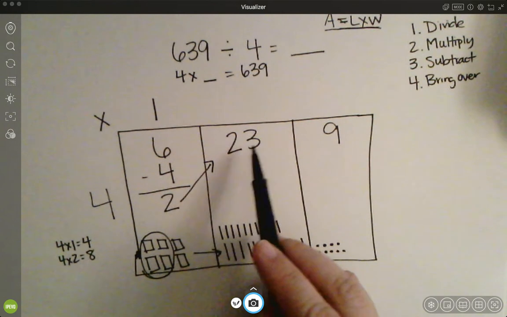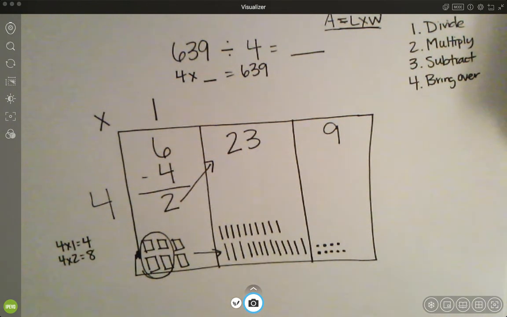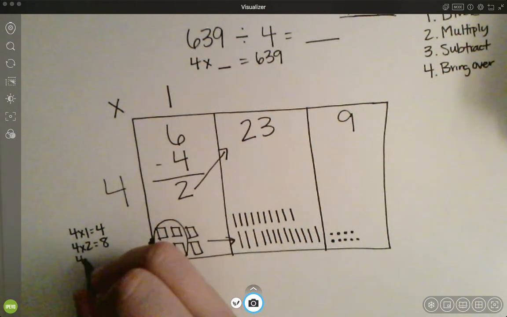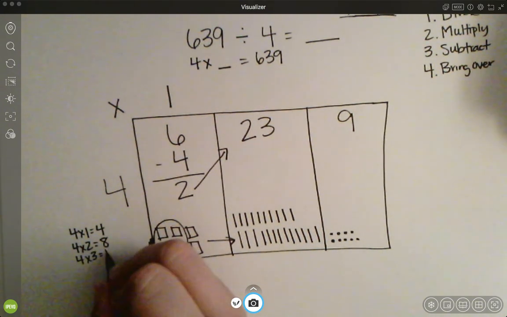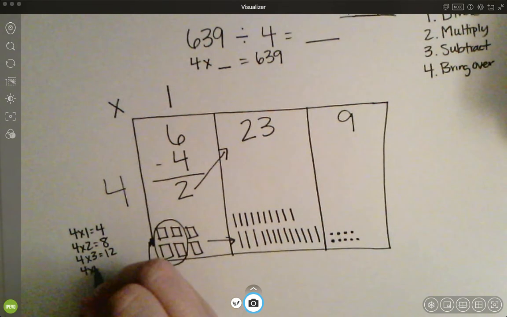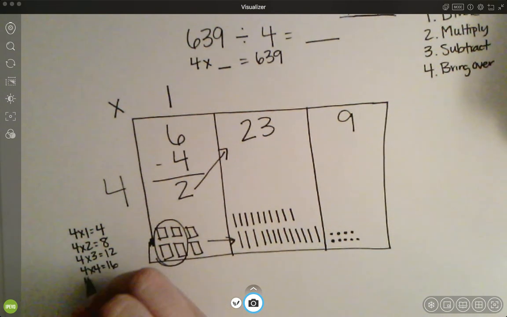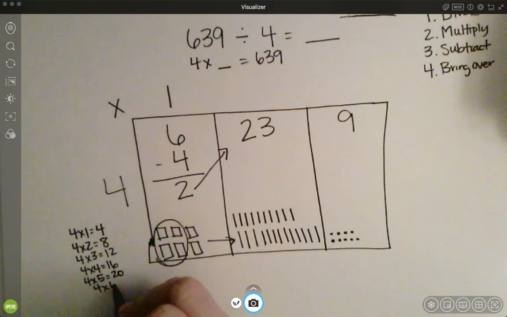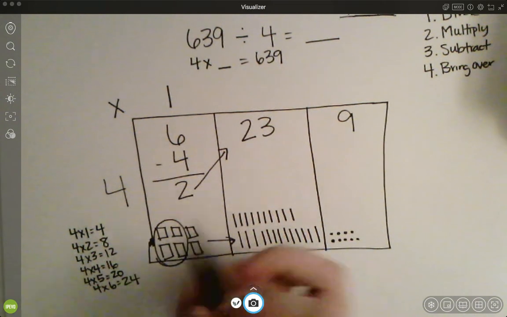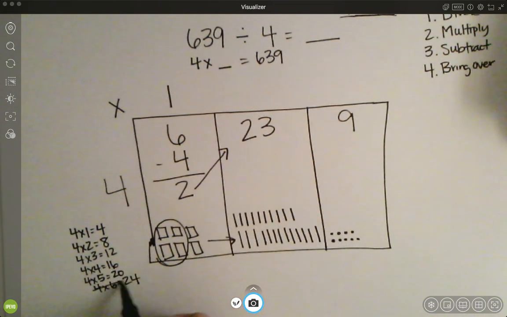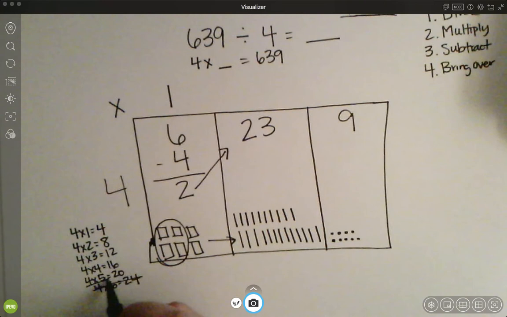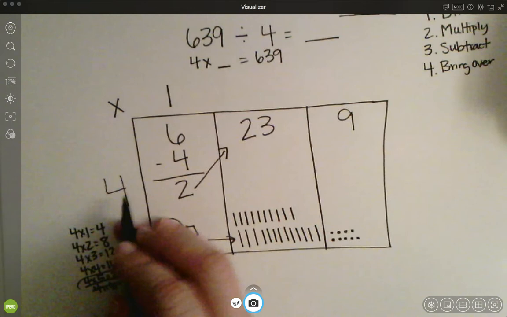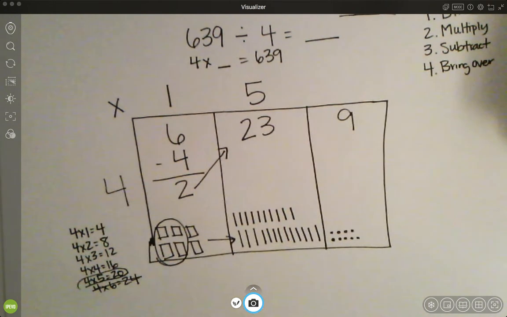So I'm going to say, 23 divided by 4. Can I do that? Let me keep going. 4 times 2 is 8. 4 times 3 is 12. 4 times 4, 16. 4 times 5, 20. 4 times 6, 24. That's going to be too much. So I can't do 6 groups. I could only do 5 groups. So 23 divided by 4, my first step, I'm going to say 5.